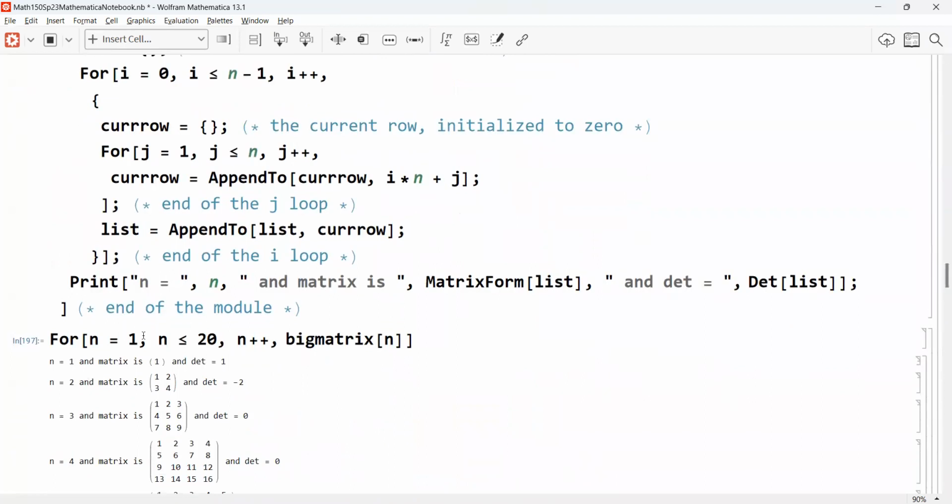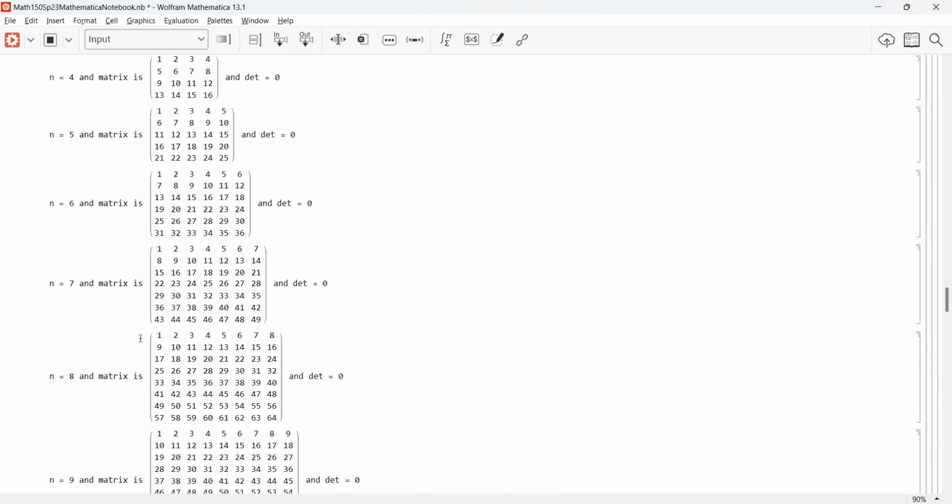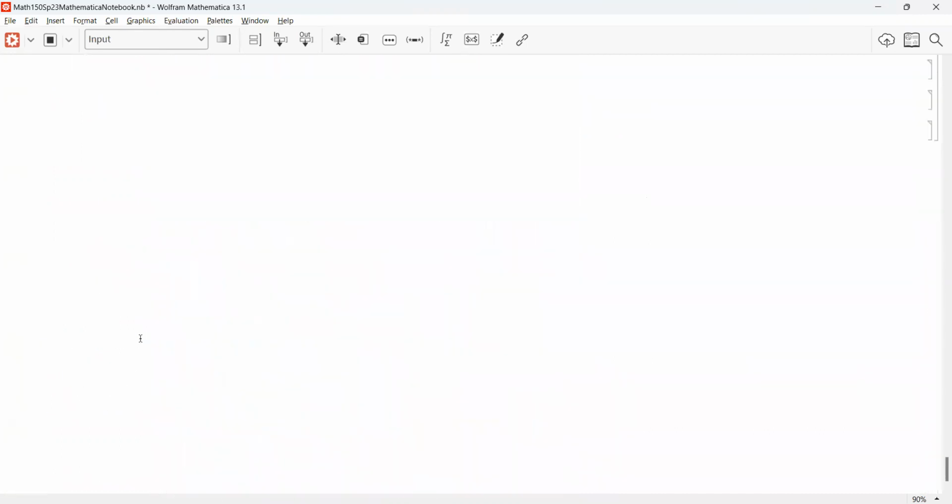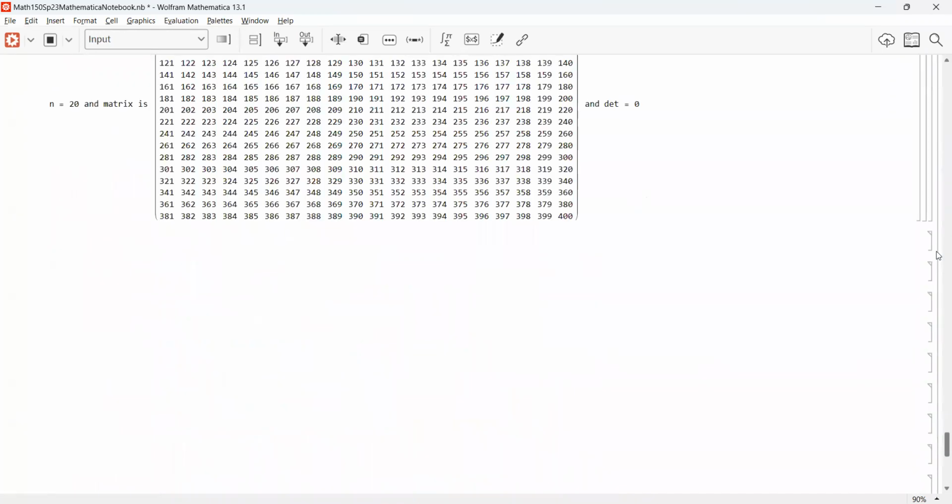Let's choose just a very large value of n. Can somebody give me a large value of n that might be good for this class? What's a good big number related to this class? 150, right? Do you really want to see me enter 150? No. Let's just do big matrix of 150.